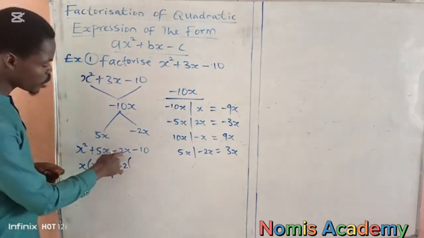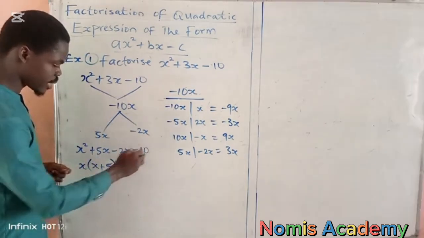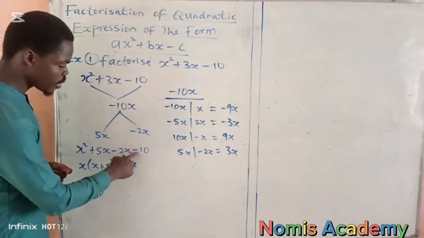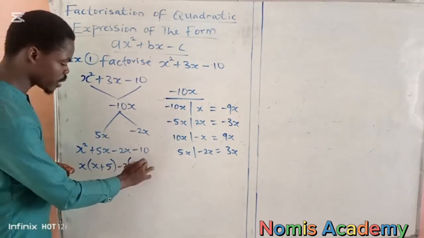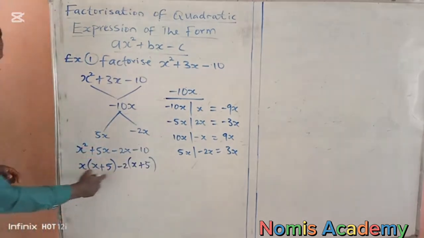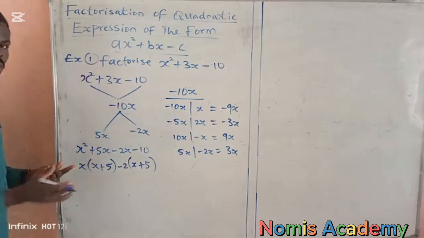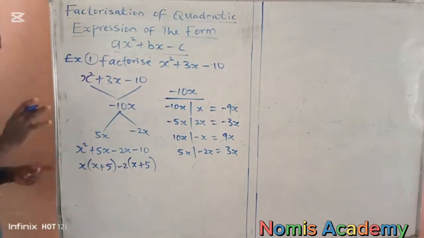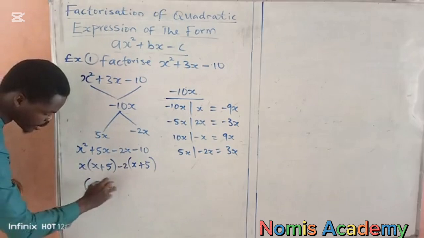So minus 2x divided by minus 2 will give us x. Then minus 10 divided by minus 2 will give us plus 5. So you can now see that this bracket and this bracket are common. So I'm going to pick one of it. I'm going to factor one of it out as the common factor. So I will write x plus 5.